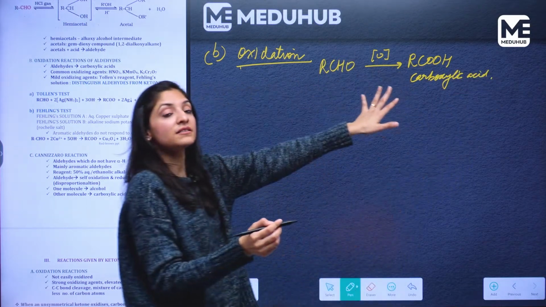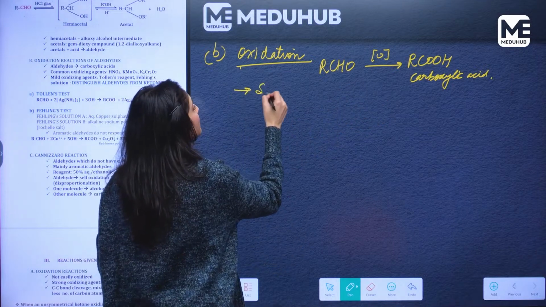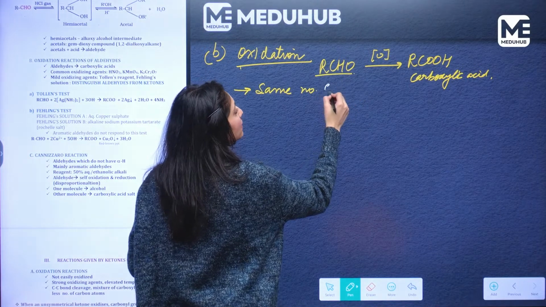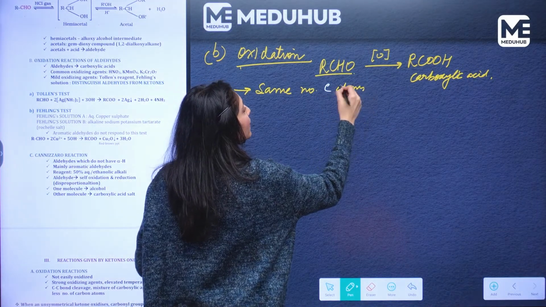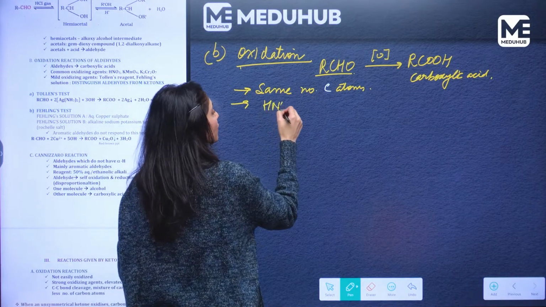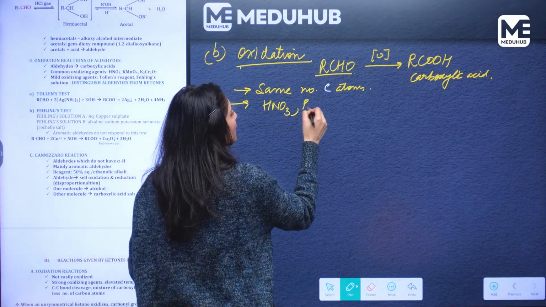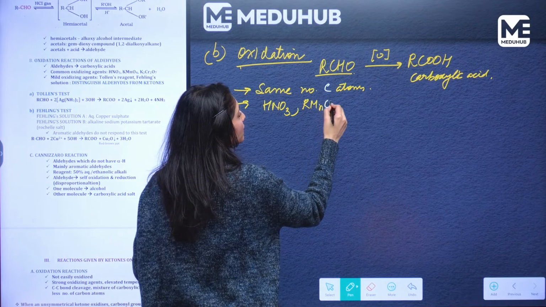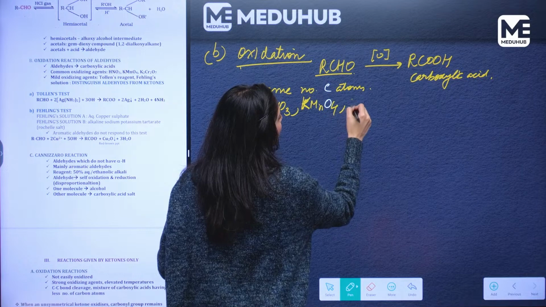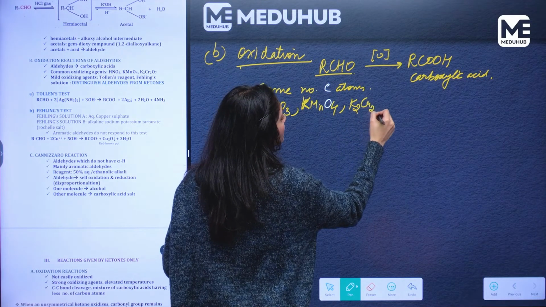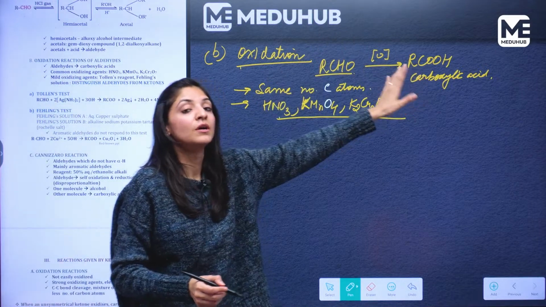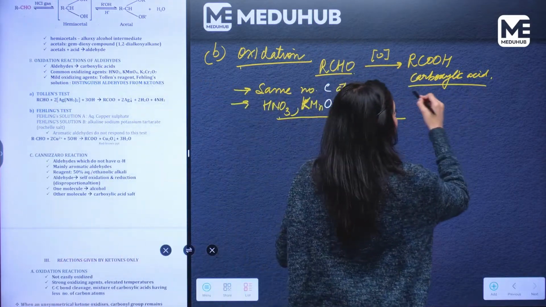The carboxylic acid formed has the same number of carbon atoms as the parent aldehyde, and all good oxidizing agents like HNO3, KMnO4, K2Cr2O7 oxidize aldehydes to ketones or to carboxylic acids.